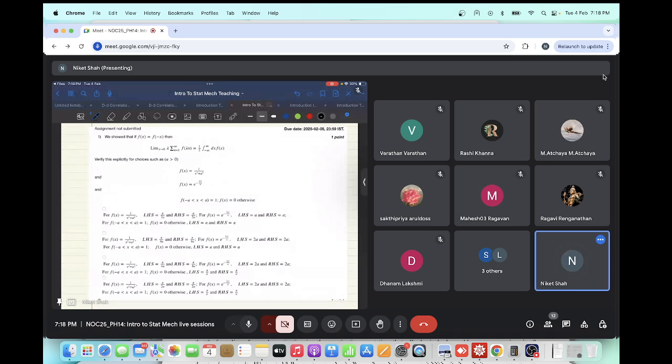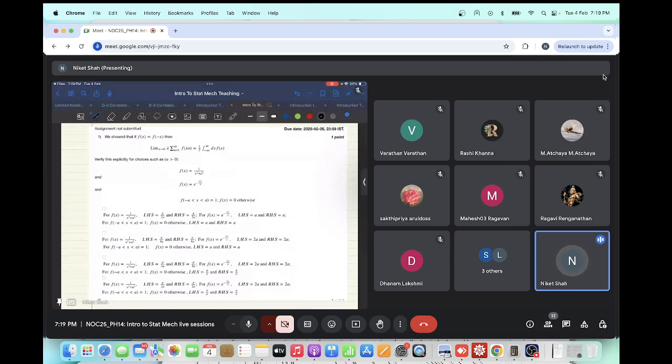And there is a third function as well. Between minus a to a, f of x is 1, and otherwise f of x is equal to 0. So you want to carry out the summation also of these functions, and you want to perform the integrations also, and you want to see whether the results match or not. That's the motive of the question.